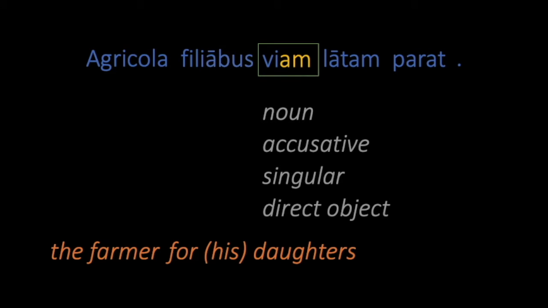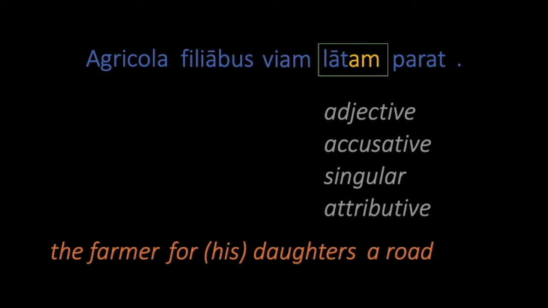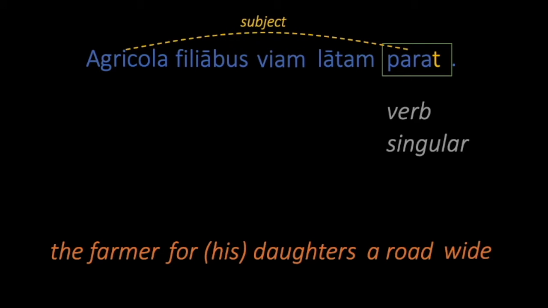Viam is a noun in the accusative singular form. It is the direct object in this sentence. We translate it as a road. Latam is an adjective. Its accusative singular form suggests it is expressing an attribute of viam. Its meaning is wide. Parat is a verb with a singular form. It agrees with Agricola, the subject. It means prepares.